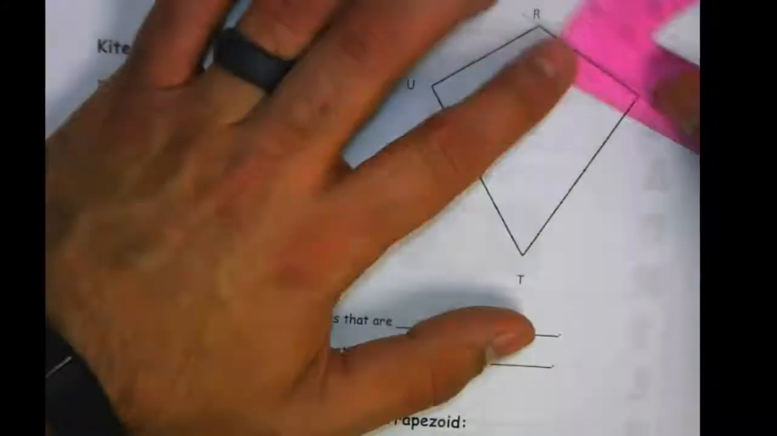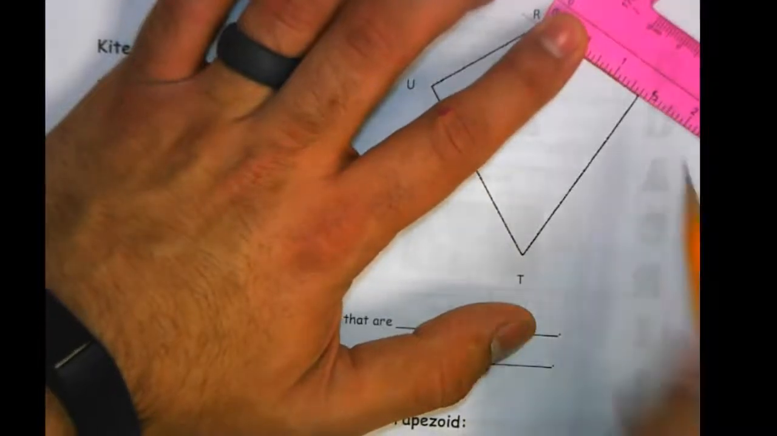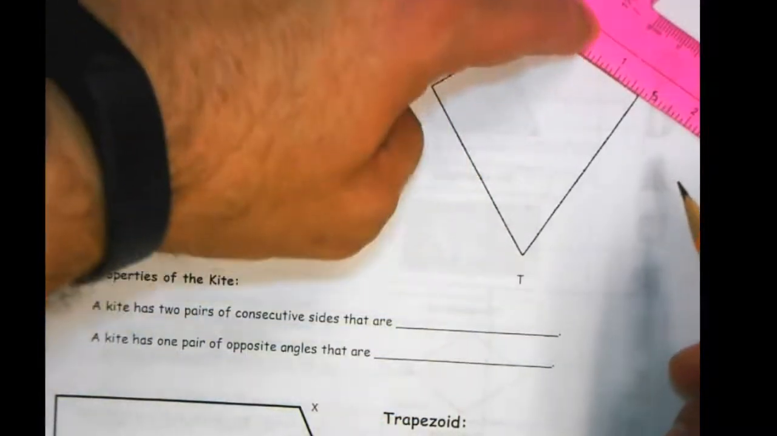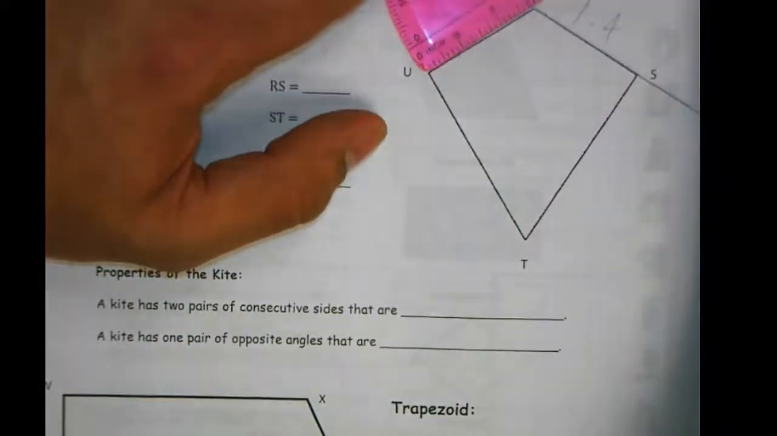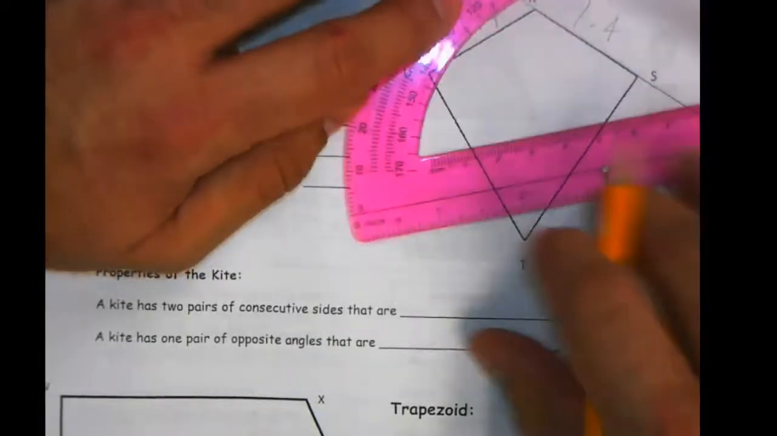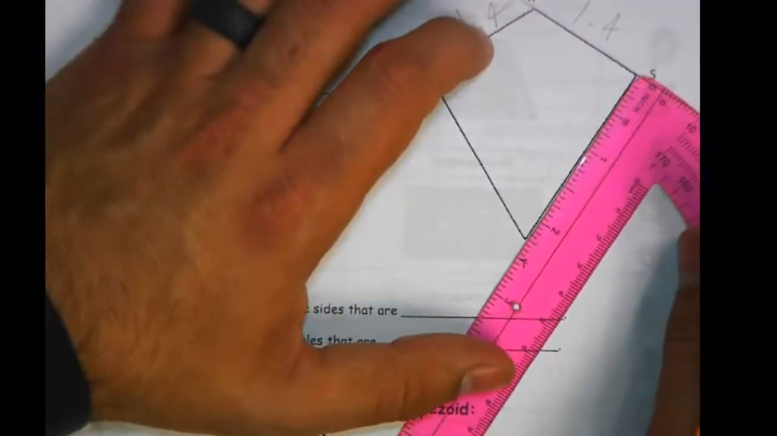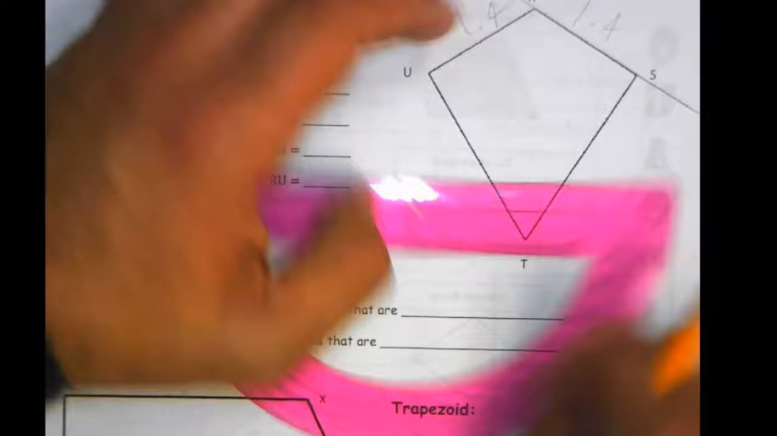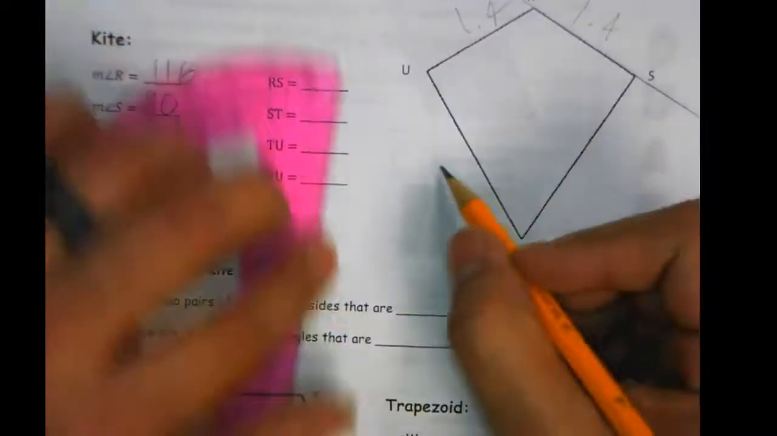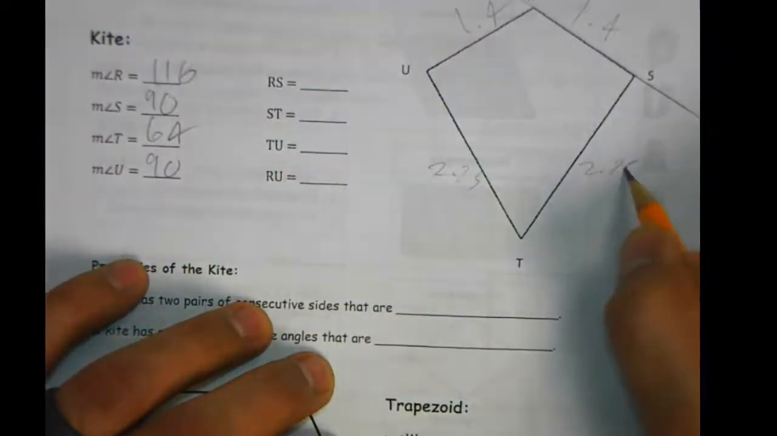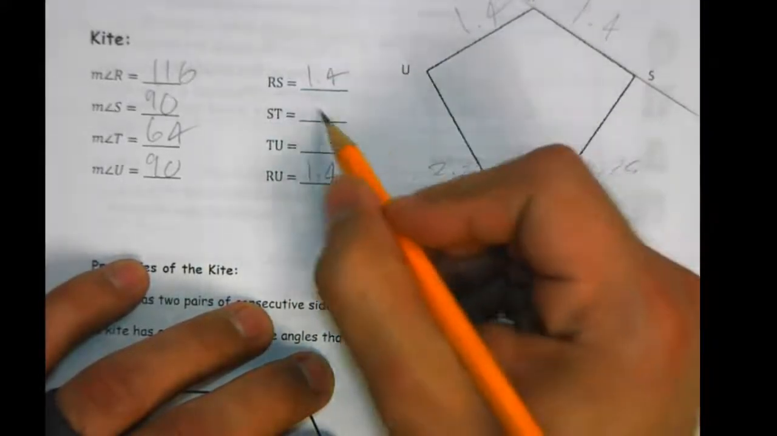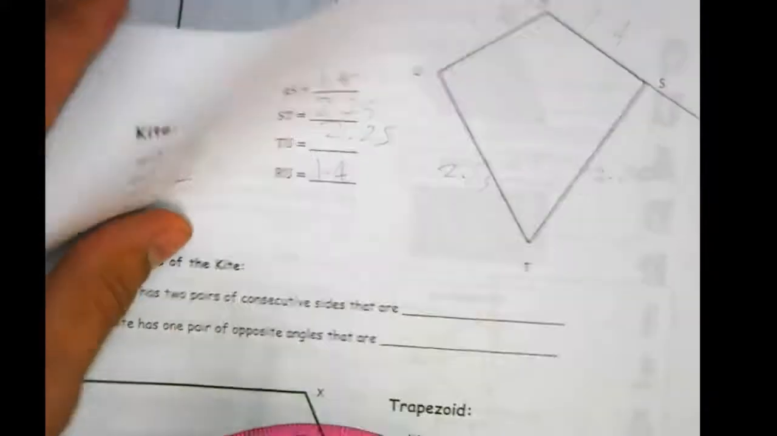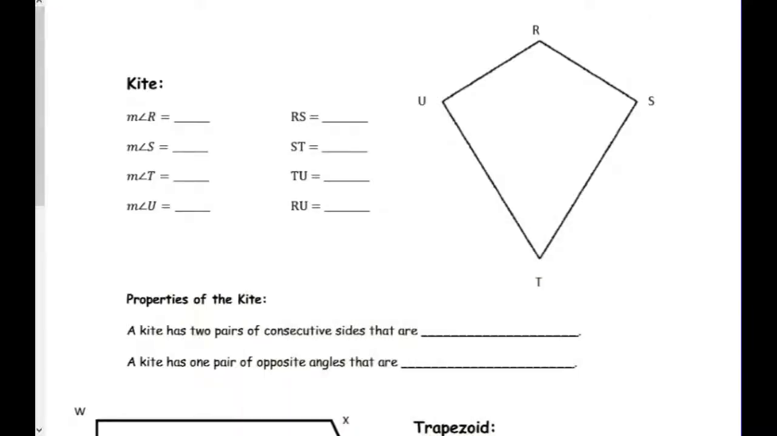RS, get on that measure right here. We got about 1.4. Over here, we have about the same thing, so about 1.4. And then over here, it's about 2.25, and 2.25. So 1.4, 1.4, 2.25, 2.25. All right? So let's write that down on our smart book file.